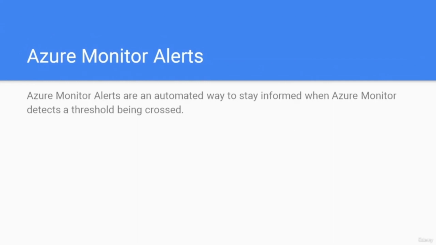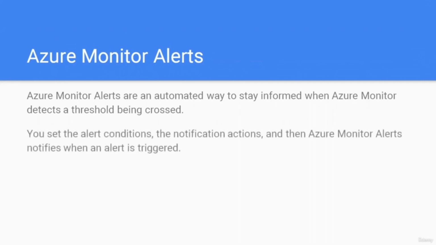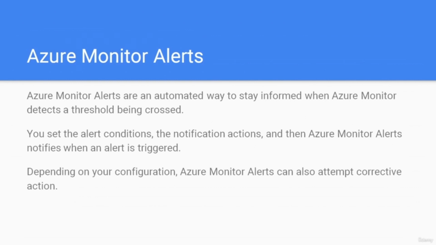Azure Monitor Alerts. Azure Monitor Alerts are an automated way to stay informed when Azure Monitor detects a threshold being crossed. You set the alert condition and the notification actions, and then Azure Monitor Alerts notify you when an alert is triggered. Depending on your configuration, Azure Monitor Alerts can also attempt corrective action.